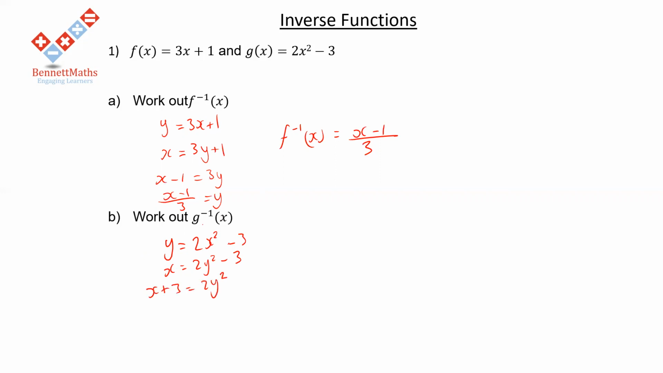So we get x plus 3 equals 2y squared. We're now going to divide by 2 on both sides. And we get x plus 3 all over 2 is equal to y squared. And then the inverse of squaring is the square root. So we have the square root of x plus 3 over 2 is equal to y, which means our function g^-1(x), so the inverse function of g, is equal to the square root of x plus 3 over 2.